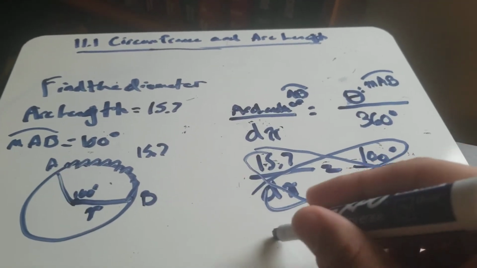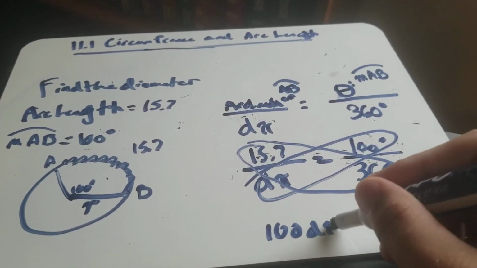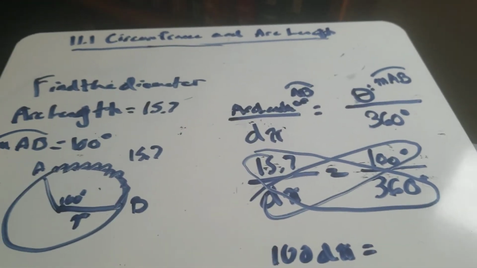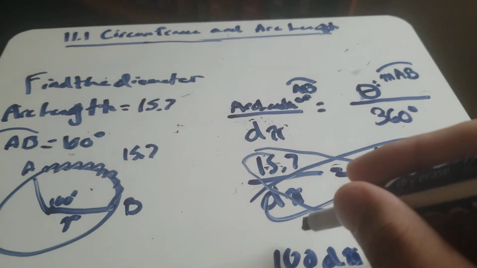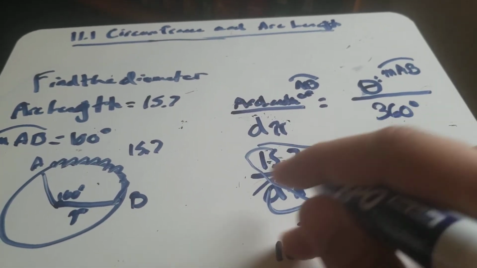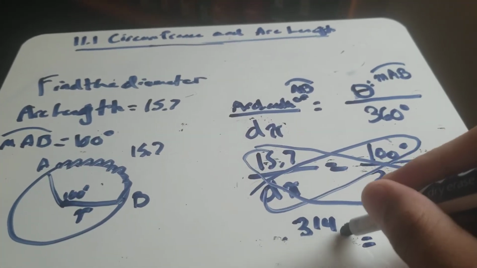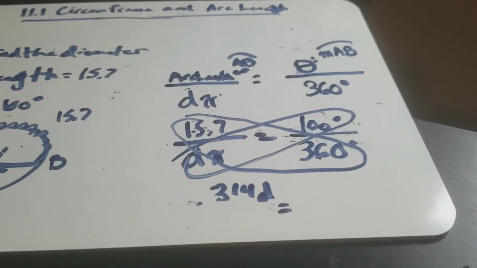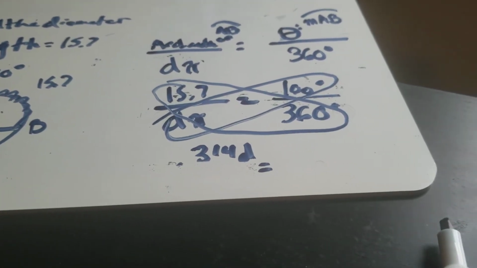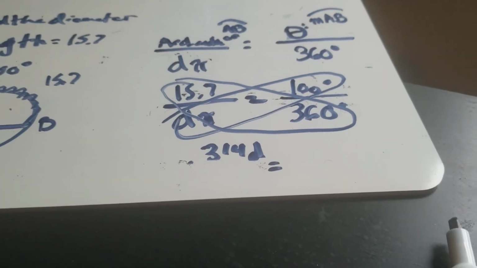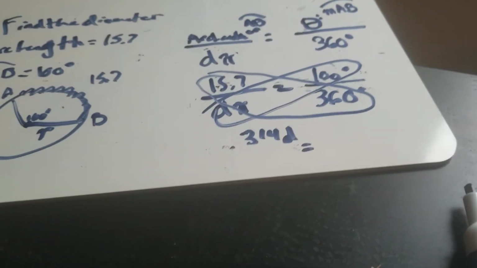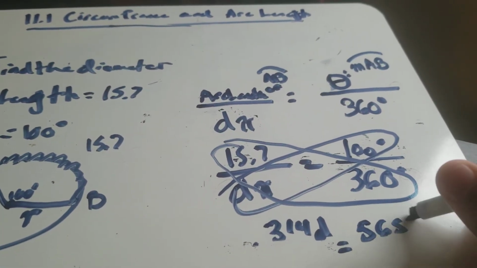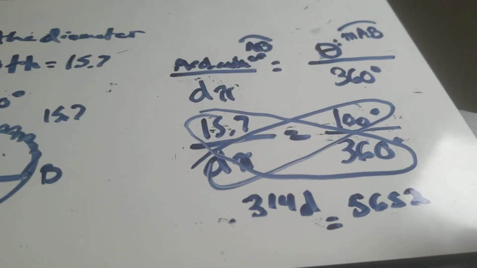Okay, so on the left is going to be 100 diameter pi equals, and remember, pi is a number, so you can multiply the number whenever you want. So maybe I'll just do that right now. So that's 314 diameter equals 360 times 15.7. So 360 times 15.7, which is 5652. So that's 5652. Okay, so we have that.